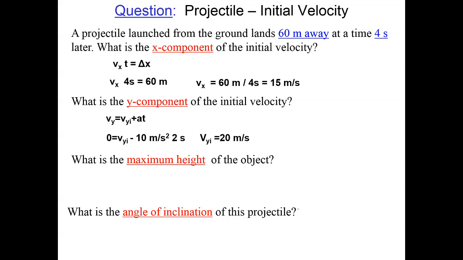So for the maximum height, we have the initial velocity in the y direction, 20 meters per second, and the apex is at 2 seconds. So we can use our second kinematic equation. So delta y is v naught y t plus 1/2 at squared. And so we can plug in our initial velocity, which is 20 meters per second, 2 seconds for our time, and then our acceleration is negative 10. So if we follow through with that, then we find that the maximum height is 20 meters.